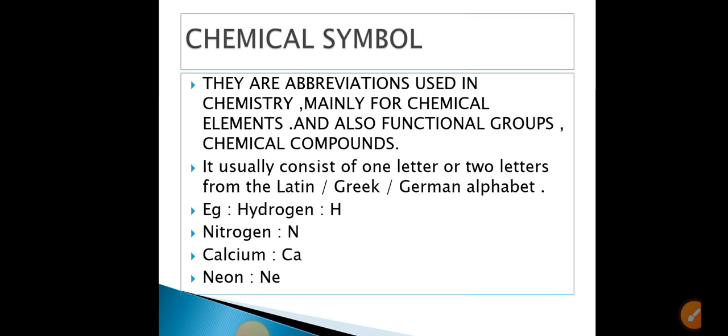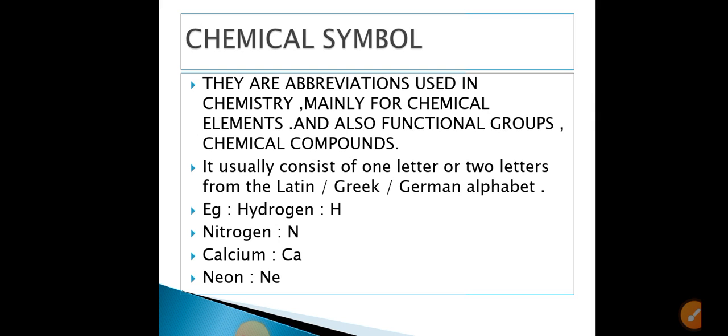As we all know, there are 118 elements in the periodic table, and when you talk about a particular element, we represent and understand it by its symbol. For example, hydrogen is H, nitrogen N, calcium Ca, and so on. Usually these letters are derived from Latin, Greek, or German alphabets.